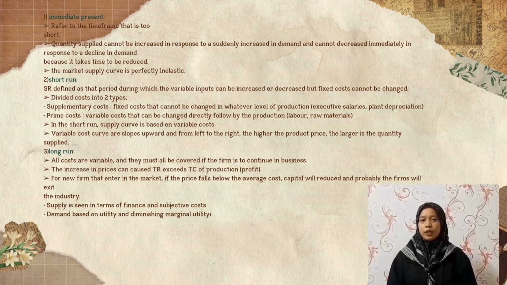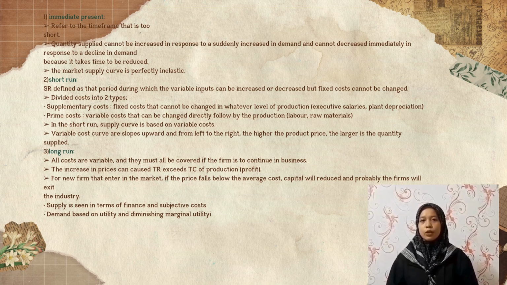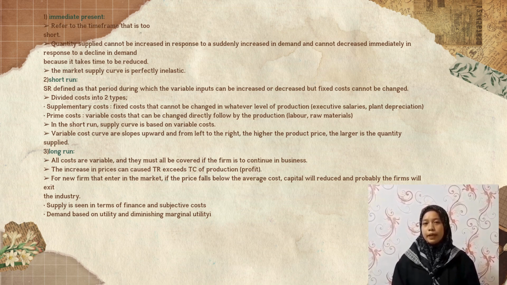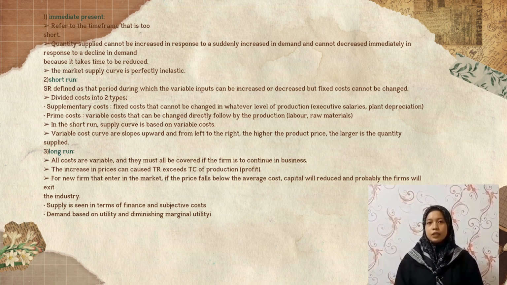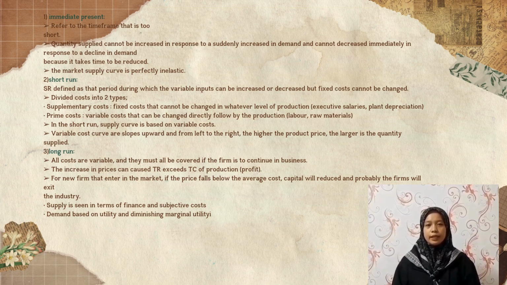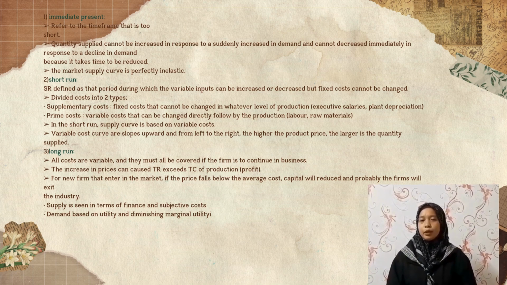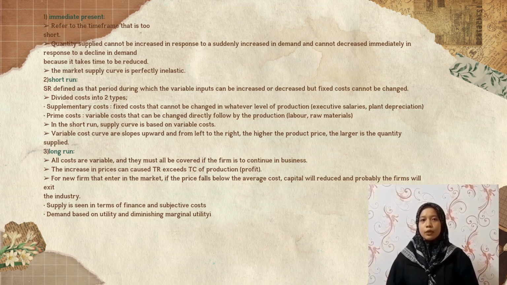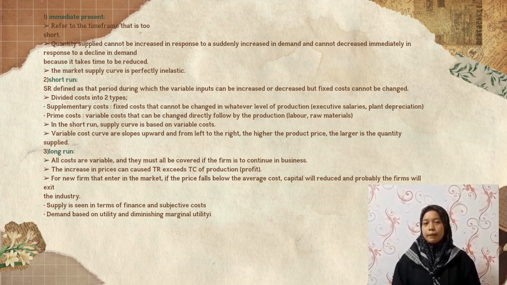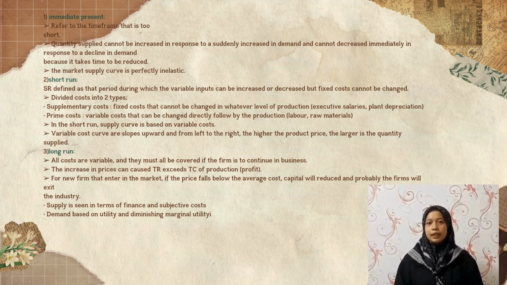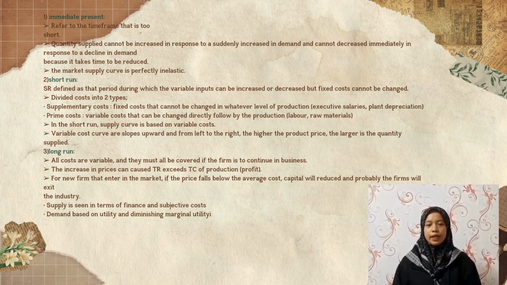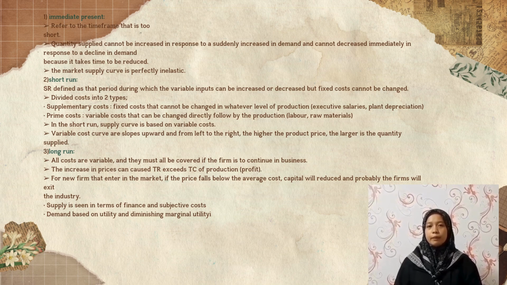Supply. Marshall said supply is determined by the cost of production. Marshall divided supply into three periods: first, the immediate present, the short run, and the long run. Immediate present refers to a time frame that is too short. Quantity supplied cannot be increased in response to a sudden increase in demand and cannot decrease immediately in response to a decline in demand because it takes time to reduce.